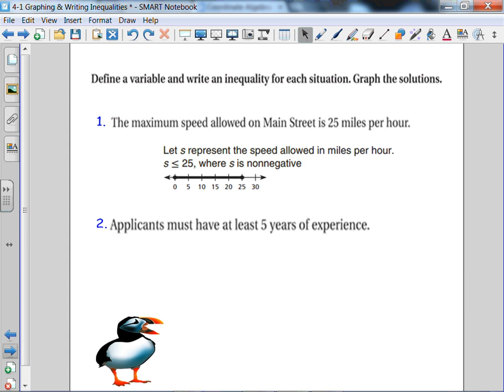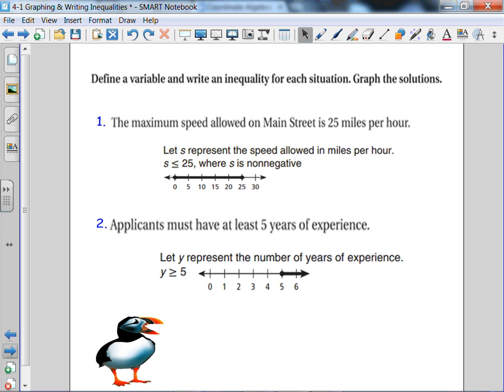And number 2, applicants must have at least 5 years of experience. And this would be the inequality there. Y is greater than or equal to 5. And so that's how we would graph. So we'll be doing this on Monday and this upcoming week. So make sure you are familiar with it.